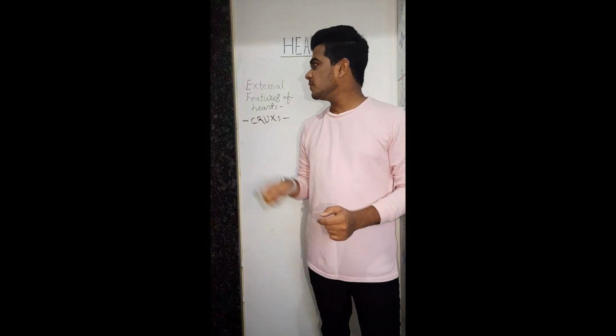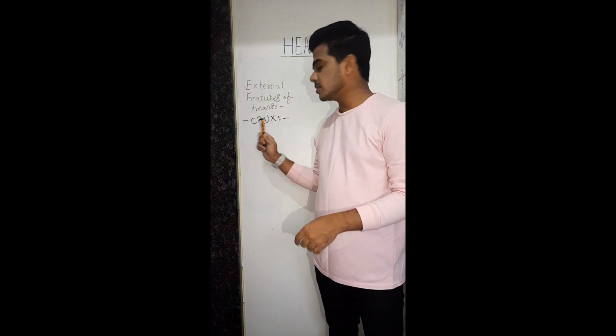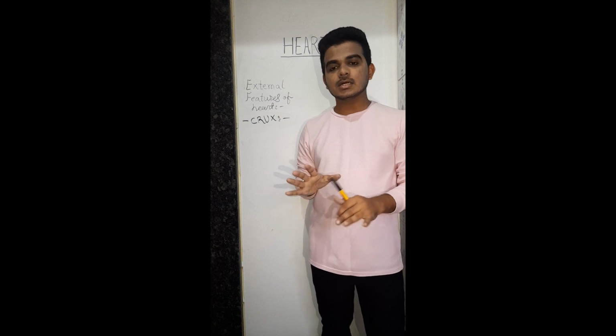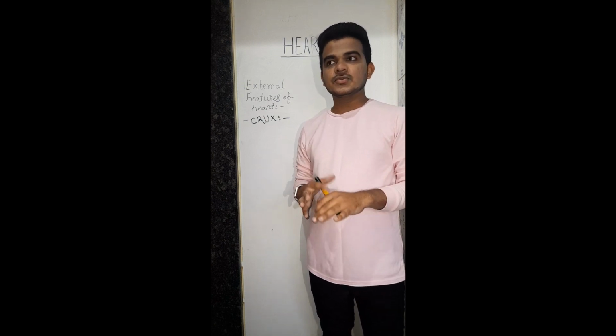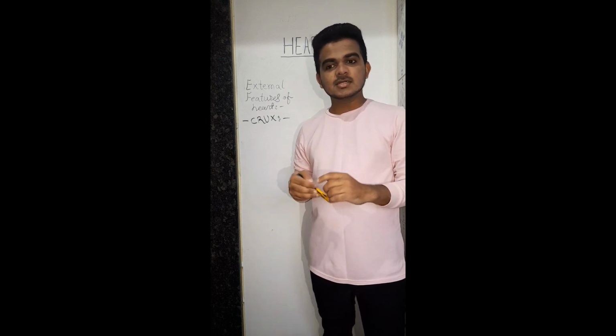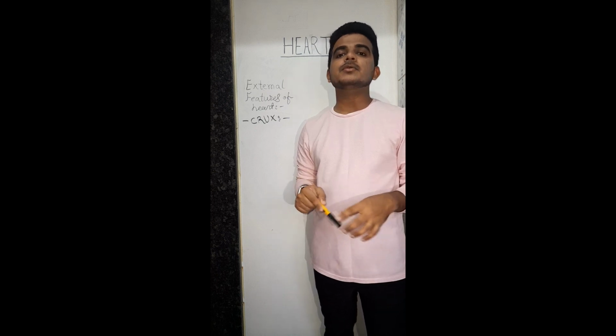So the next point of the external features of the heart is the crux. Crux of the heart is very simple. If you see, many grooves come at one point, the meeting point.